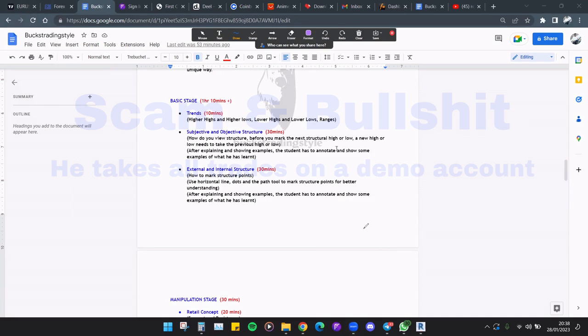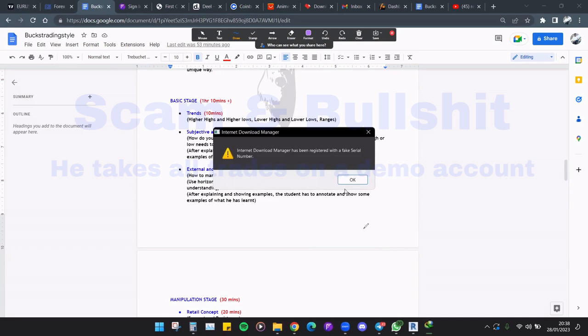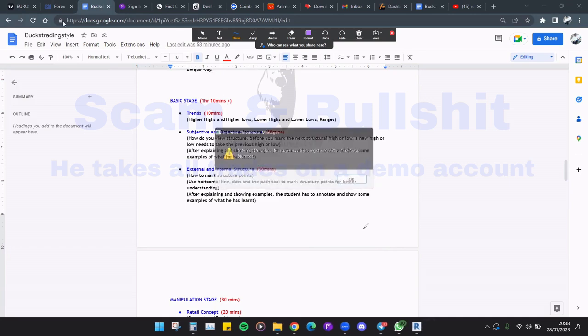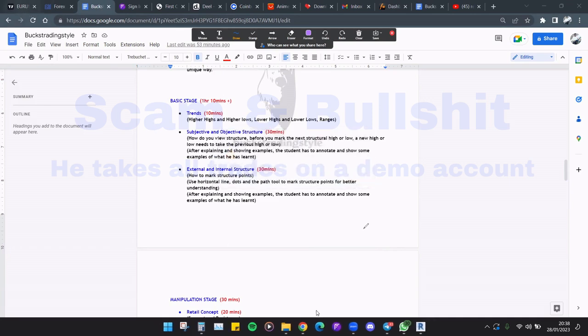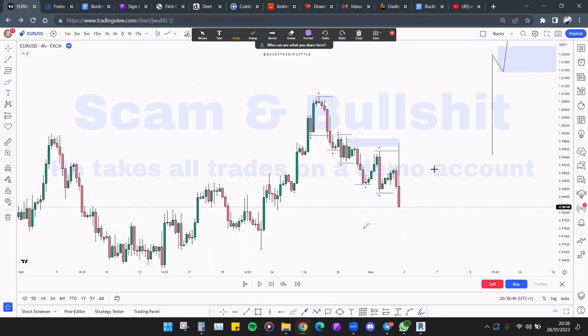Good. Now you see how I did the markup of the external structure, where I used the path tool, this tool right here, to understand them. I used the horizontal tool, then I used the dots, the brush, to mark out the external structure points, right?